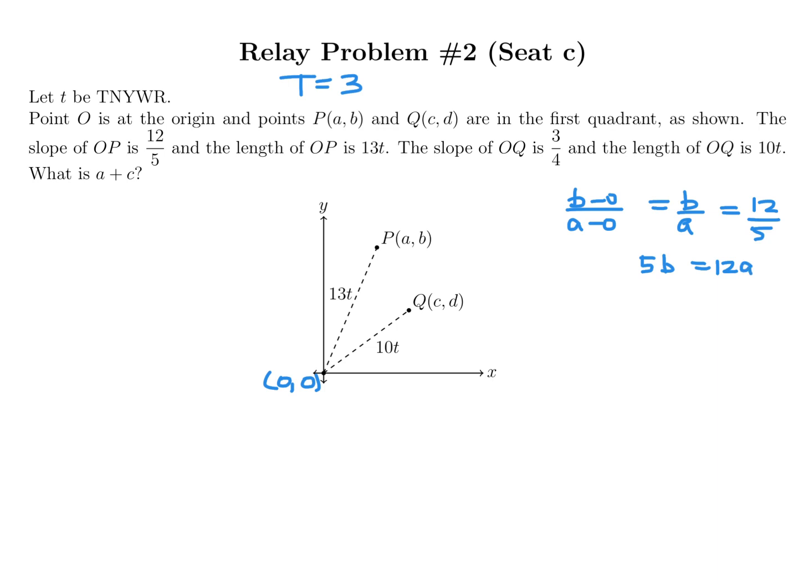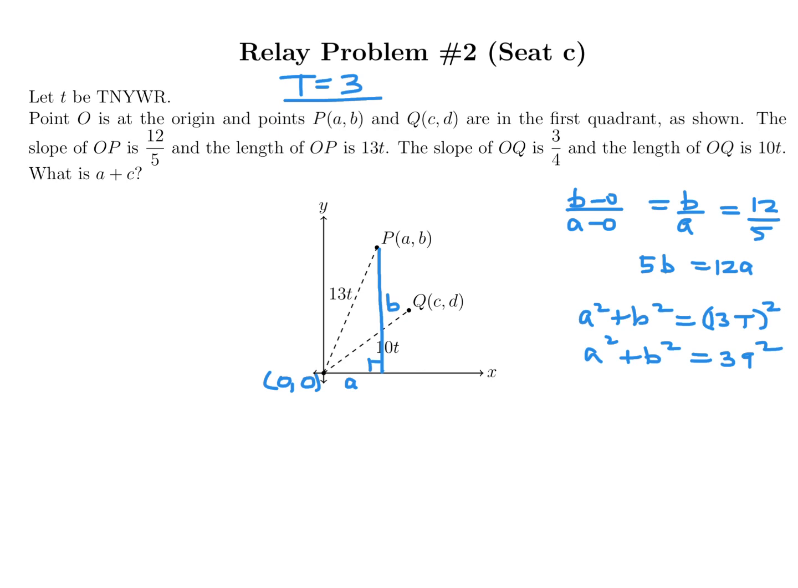And then if I were to draw a triangle perpendicular, this is A and this is B. So A squared plus B squared is 13t squared, correct? Now, t is 3. So that means 13 times 3 is 39, so 39 squared.